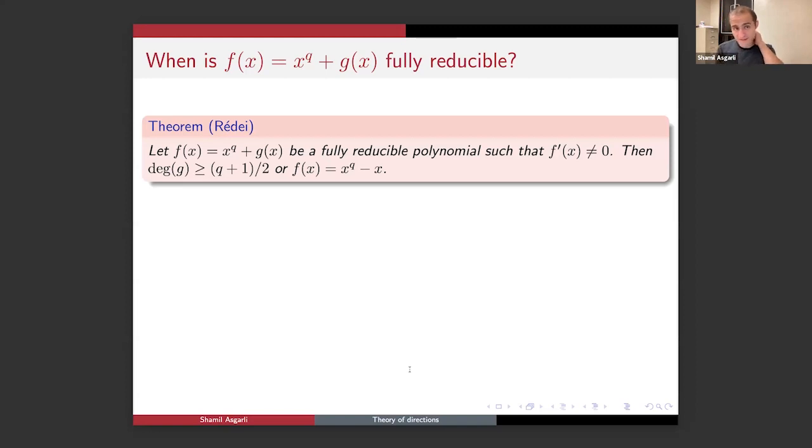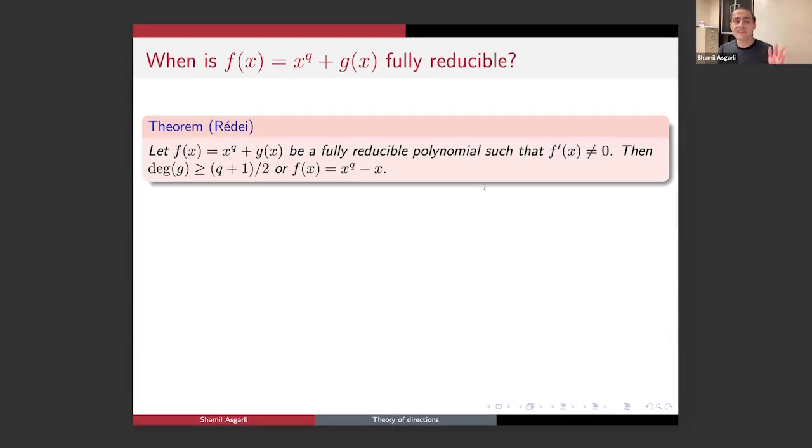So what does this theorem say? The theorem says the following. Suppose f of x has this very special form. We're working over a finite field with q elements, where q is some prime power, and I'm considering a polynomial of the form x to the q plus g of x, where I'm assuming that the derivative of the polynomial is not identically 0. That means that the polynomial is not entirely made out of pth powers.